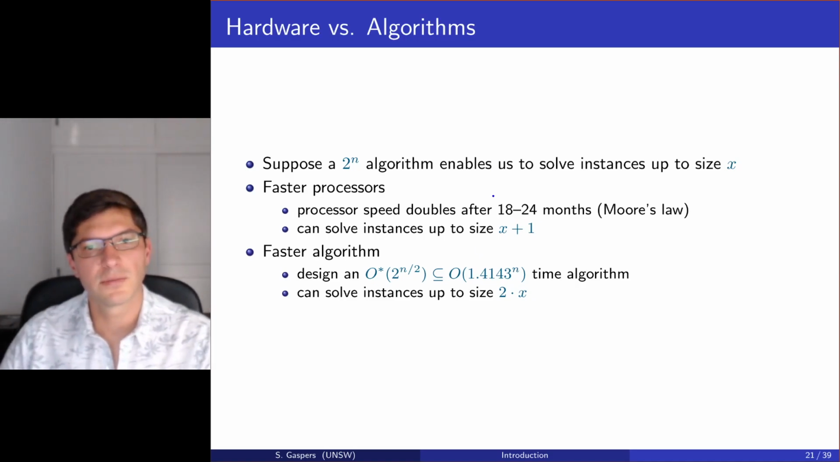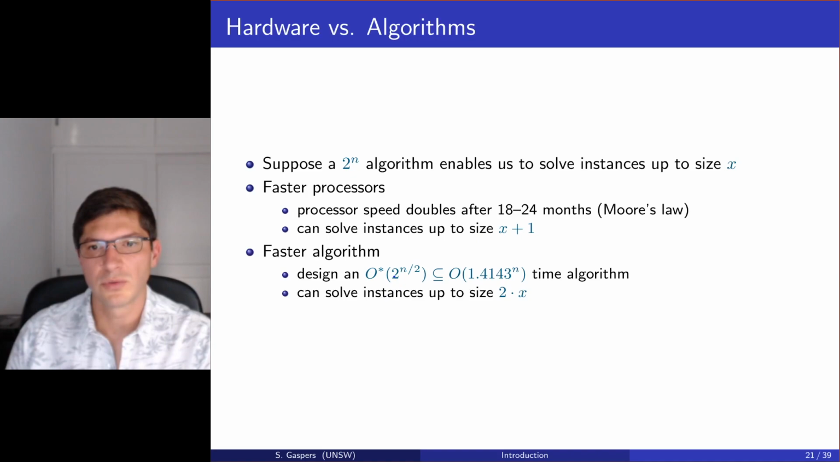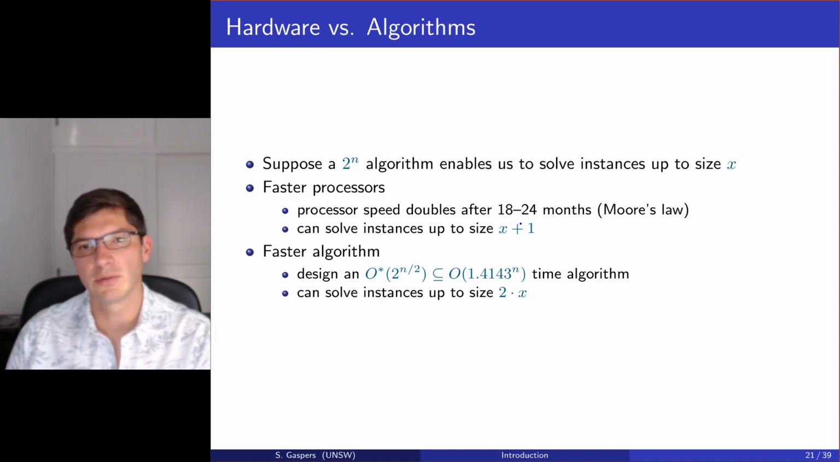But if instead we design a faster algorithm, for example, one with running time 2 to the n half, then we can suddenly solve instances up to 2 times x. So this multiplicative factor in the size of the instance we can solve is much more important than the additive factor that we get from waiting for faster processors.